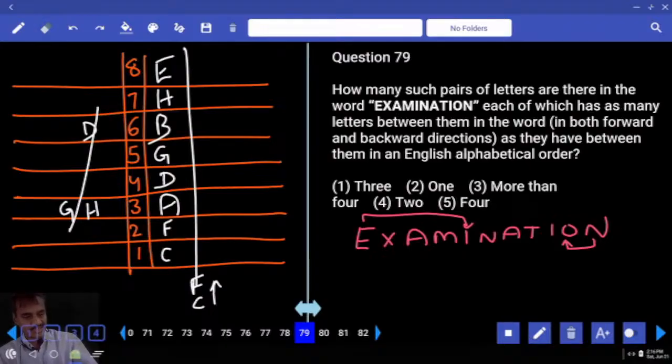And I, J, K, L, M, N, O, P, Q. Then T, A, B, C, D, E, F, G. And N, O, P, Q, R, S. I, J, K, L, M. That's it. And how many pairs we have? Only 2, choice 4, 79.